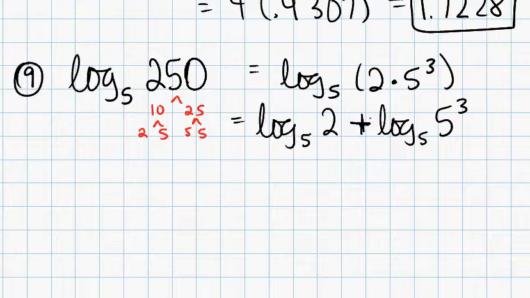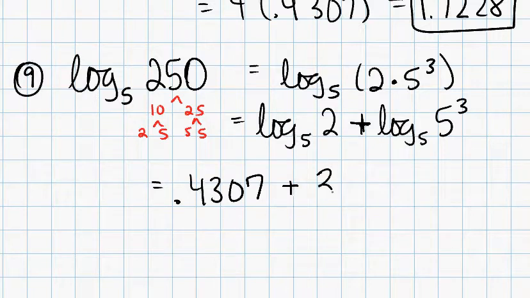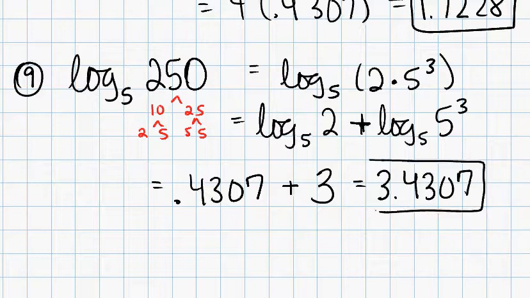we know what log base 5 of 2 is. It is 0.4307. And log base 5 of 5 cubed means 3, because we talked about that at the very beginning of this set of problems in this lesson. 5 to the y equals 5 cubed. y must be 3. So our answer, 3.4307.